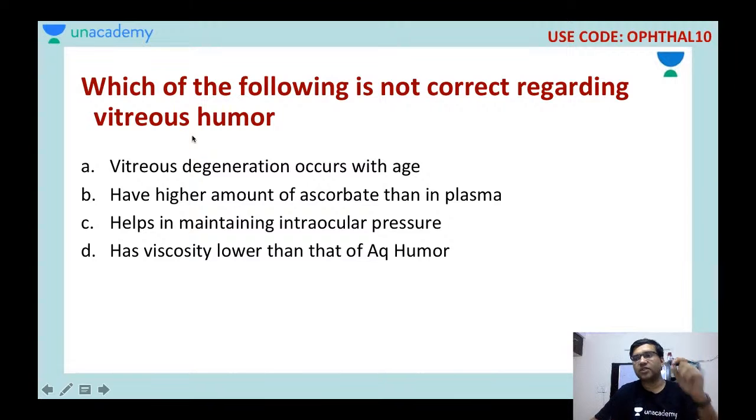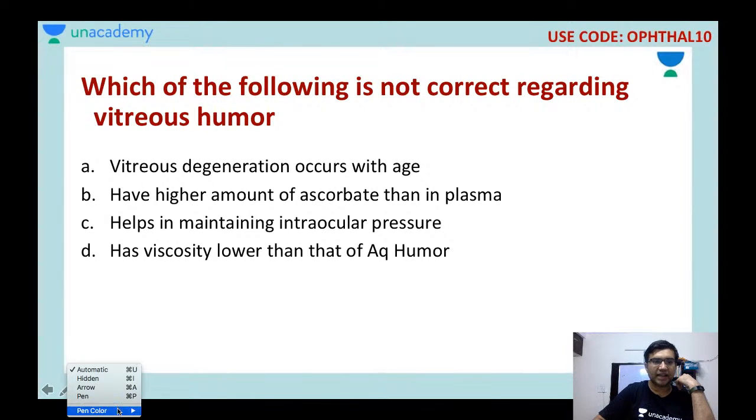The next question is, which of the following is not correct regarding the vitreous humor? Try to answer as fast as we can so that we can cover more of the questions. So your options are: vitreous degeneration occurs with age. Option B is have higher amount of ascorbate than in plasma, helps in maintaining intraocular pressure, has viscosity lower than that of the aqueous humor.